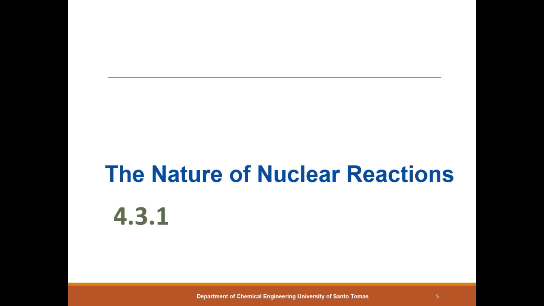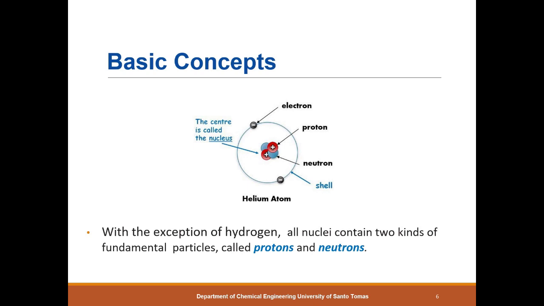Module 4.3.1: The Nature of Nuclear Reactions. Let us start this topic by discussing some basic concepts. Recall the structure of the atom. Here, consider the atom of helium. Atoms are composed of subatomic particles: protons, neutrons, and electrons. Protons and neutrons are located in the nucleus and provide most of the mass of the atom, while electrons circle the nucleus in shells and subshells and account for an atom's size. With the exception of hydrogen-1, all nuclei contain two kinds of fundamental particles called protons and neutrons.